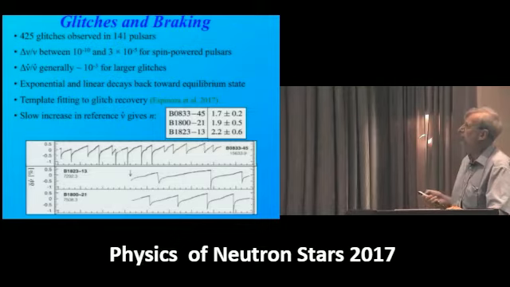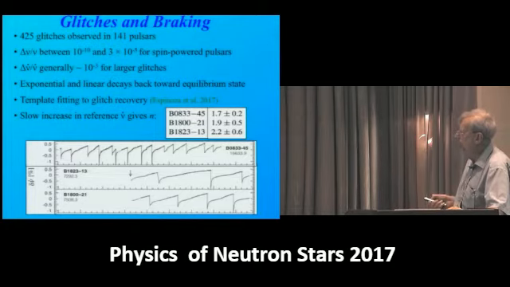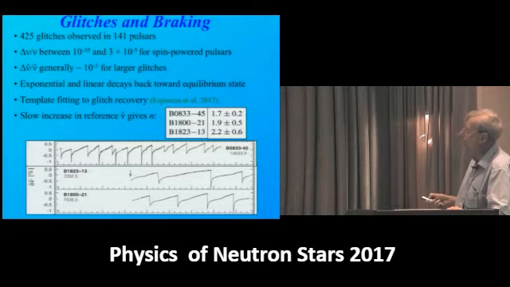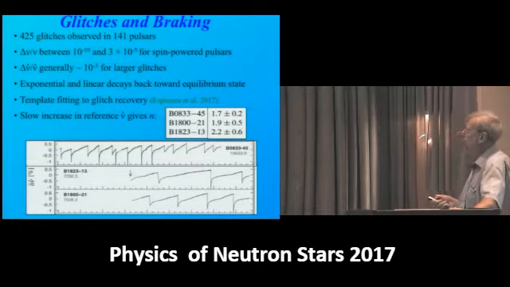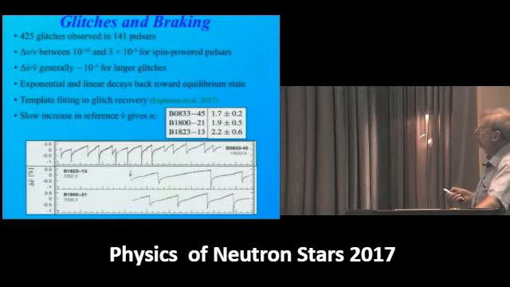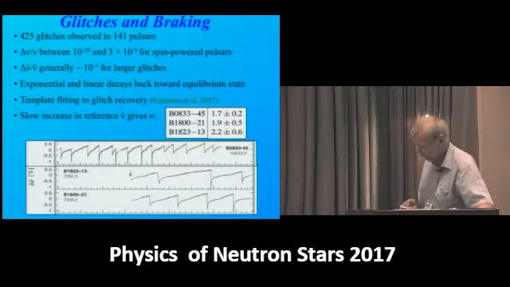So in a recent paper, Espinosa and Andrew Lyne and others fitted a template to these exponential plus linear decays, the first part of that, and they see an increasing trend in this central point of this template. And from that, they can compute a braking index, and they obtain these values, which are all considerably less than 3. And in particular for Vela, this is the Vela pulsar, they get 1.7 plus or minus 0.2.